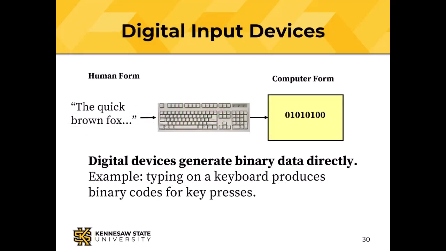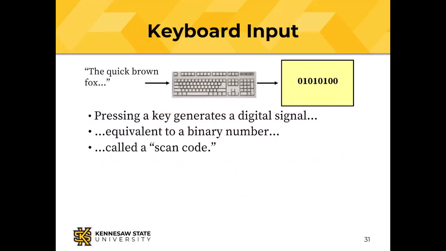Some of those input devices are digital devices, like a keyboard. Those digital devices generate binary data directly. So typing on a keyboard produces binary codes for each of the key presses. It doesn't really produce UTF-8, though. Pressing a key generates a digital signal equivalent to a binary number. That's called a scan code. It's not yet encoded in a scheme like UTF-8.